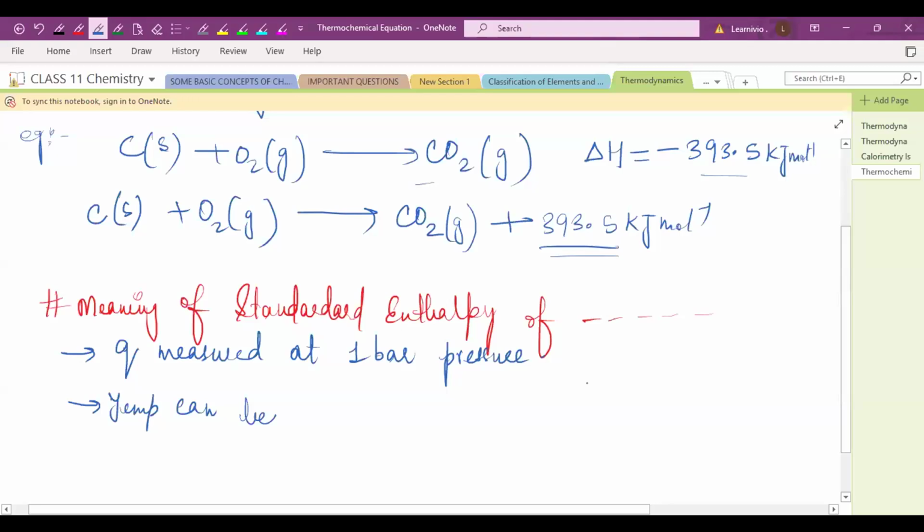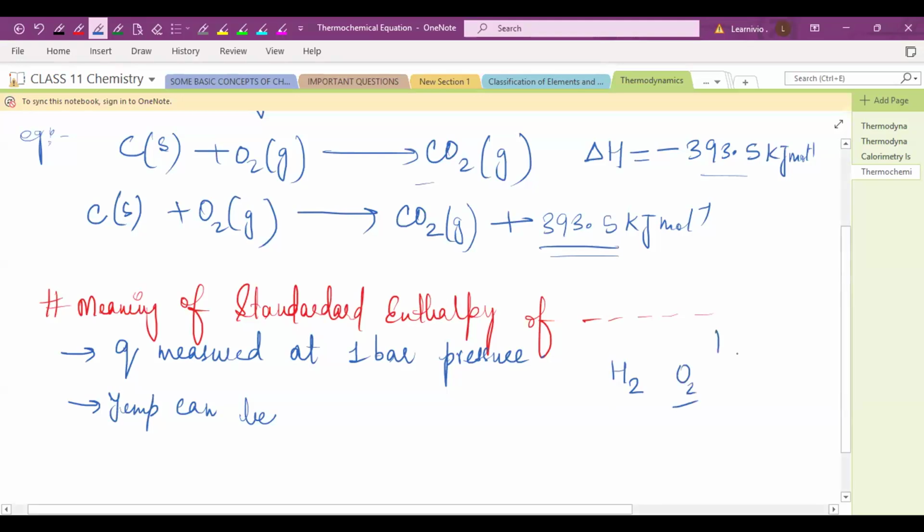For example, if I say H2, what will come to your mind first? H2 exists in the gaseous form, so the standard state of the H2 molecule is the gaseous state. If I say O2, again O2 is in the gaseous phase. So the standard state is the gaseous state.